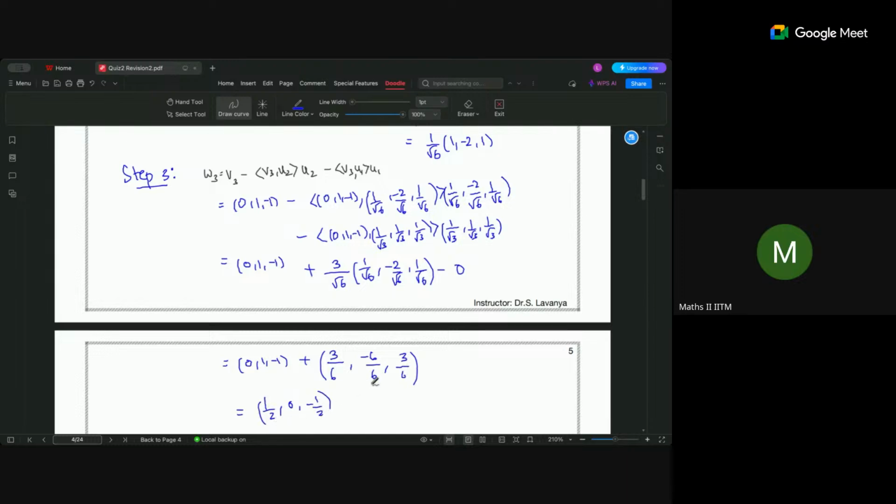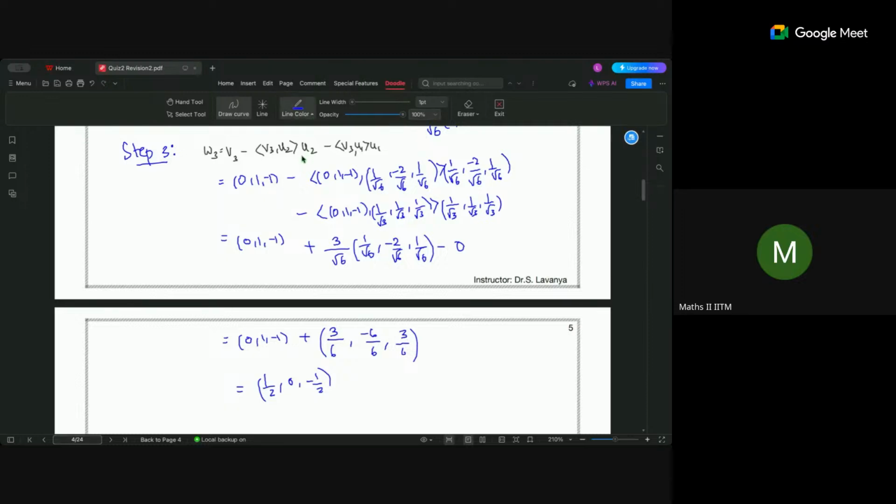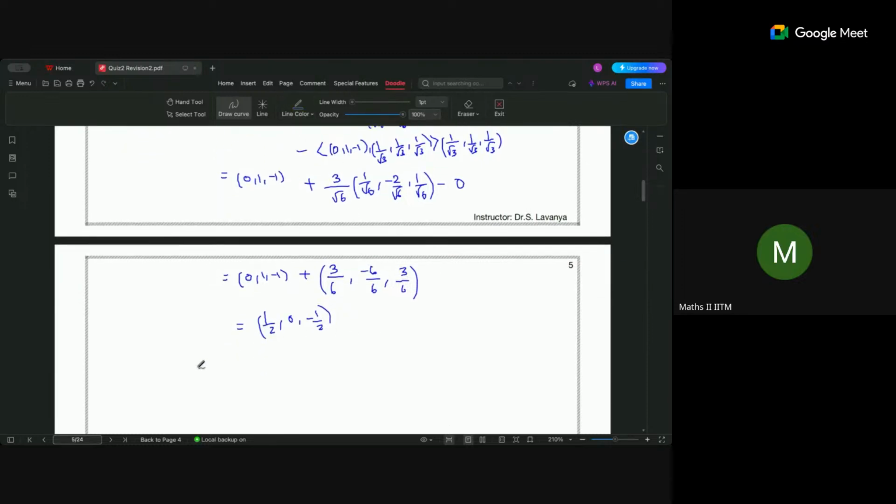Okay. And so what is your U3 then? Tell me what is your U3? U3 is equal to W3 by norm W3. What is norm W3? Compute and tell me quickly. 1 by root 2. What is the correct answer?